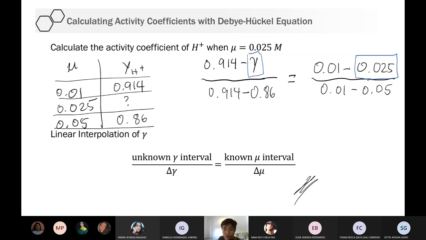Okay. Or you can use shift solve, no, to solve for the gamma. Hopefully, napanood nyo na yung shift solve. That's the calculator technique. Pero kung hindi nyo pa gamay, edi okay lang din naman. You can manually solve it using algebra. Pero ako mag-shift solve na ako para mabilis. Kasi malapit na matapos yung ating class.